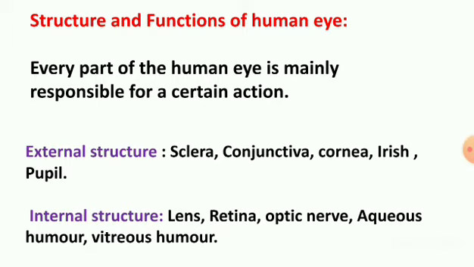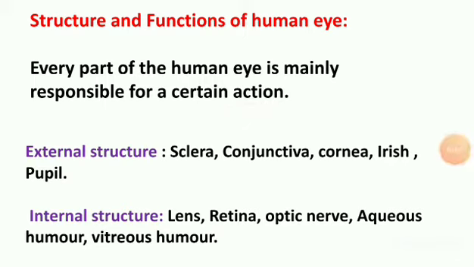Next, structure and functions of the human eye. The human eye is the most complicated sense organ in the human body, with several parts fixed together to form a spherical structure. Every part of the human eye is mainly responsible for a certain action.